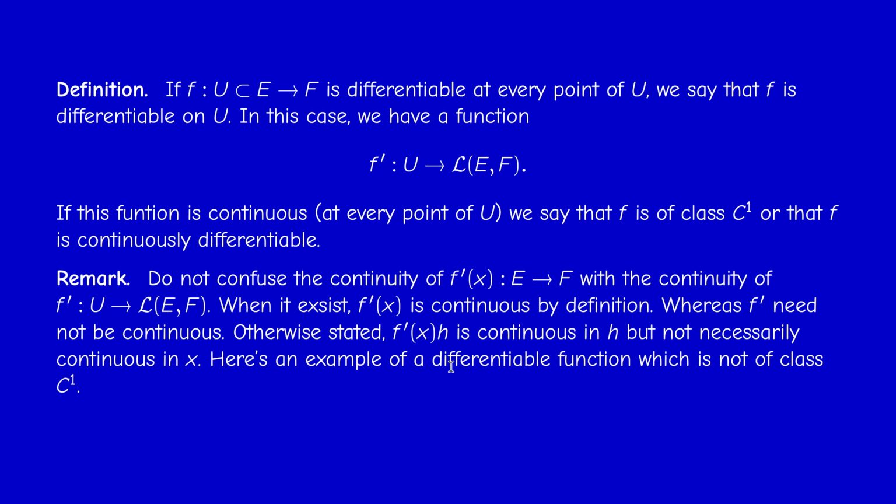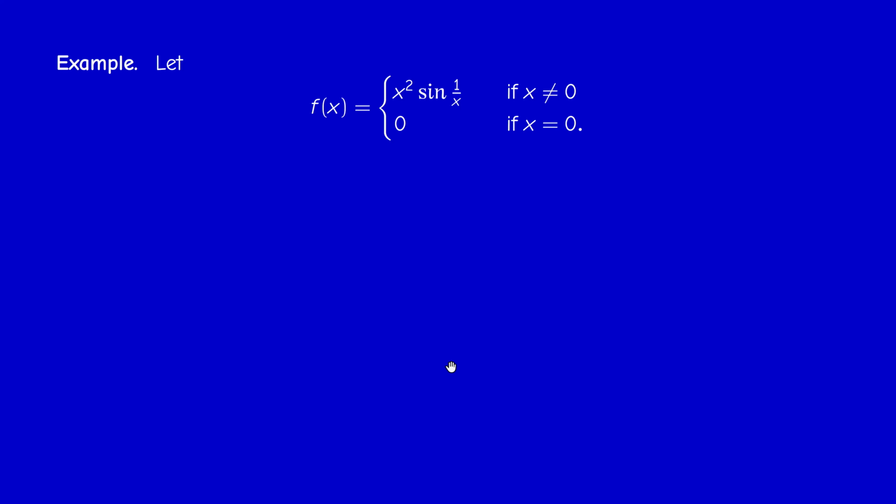Okay, so here's the last example. Take f from R to R to be x squared sine 1 over x if x is different from 0, and 0 if x is 0. Of course, you can easily check that f is continuous because this is a bounded term. So when x tends to 0, it tends to 0. Okay. Now, actually, f is more than continuous. It is differentiable.